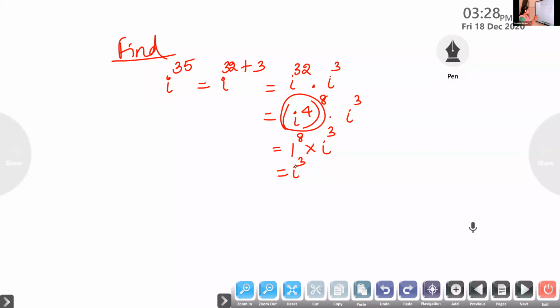So whenever we are given numbers greater than 4, what you can do? Divide it by 4 and take the remainder as the power. So you'll be able to find the answer easily. So it is i cube. What is i cube? It is minus i. So i raised to 35 is minus i.